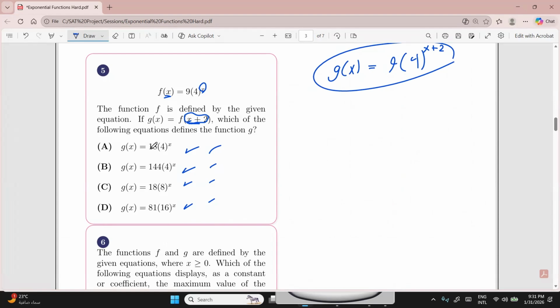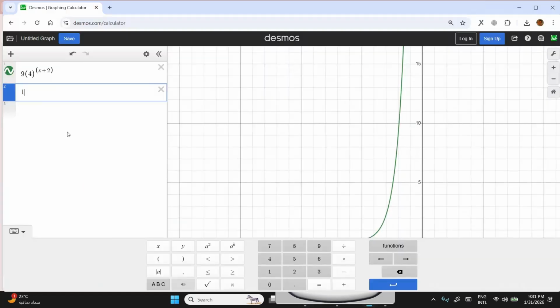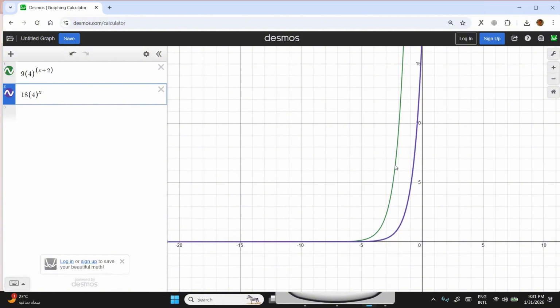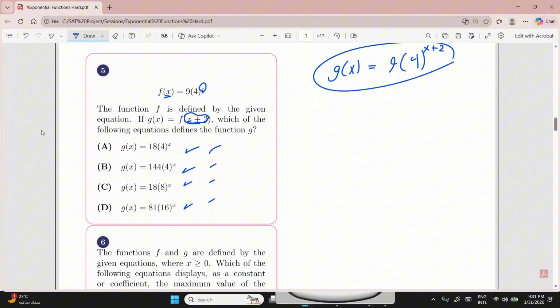Let's write them all. 18, 4 to the power of x. Here, they are not the same. Look, this blue one is not the same as our green one. Remember, our graph is the green one. This is not the same. So this is not the correct answer.